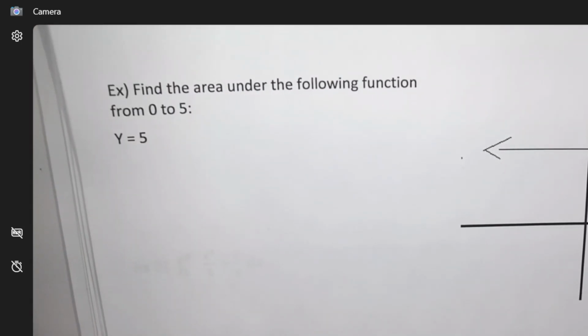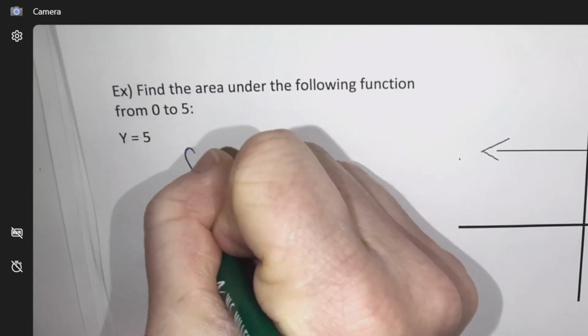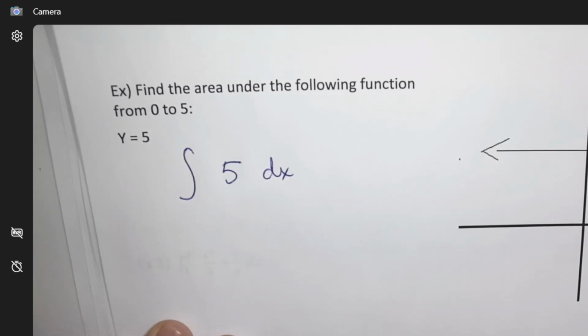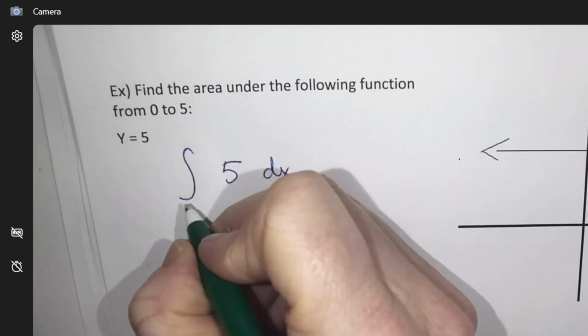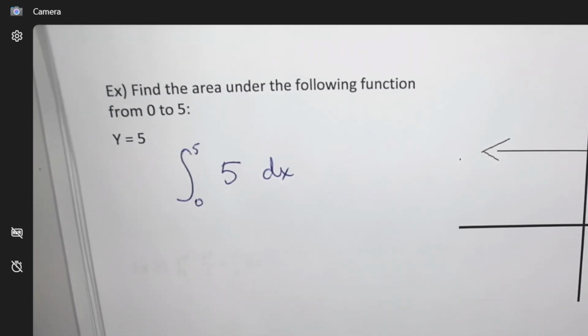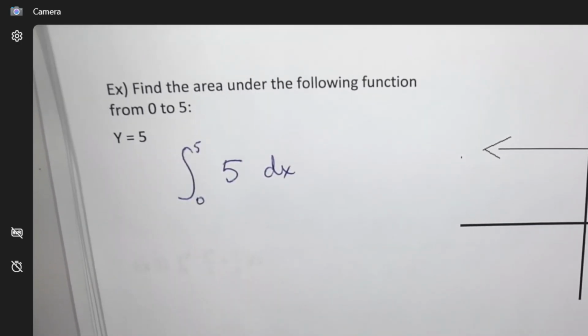Okay, we are going to do this one using calculus and shapes because it's a line, so we can do that. Here's what I want you to do. Integrate this function with respect to x from 0 to 5. That's how you would write the calculus definition of this. We're going to integrate the function with respect to x from 0 to 5.